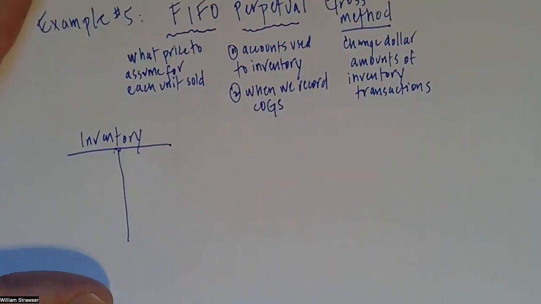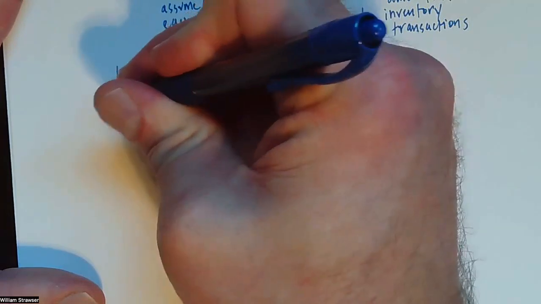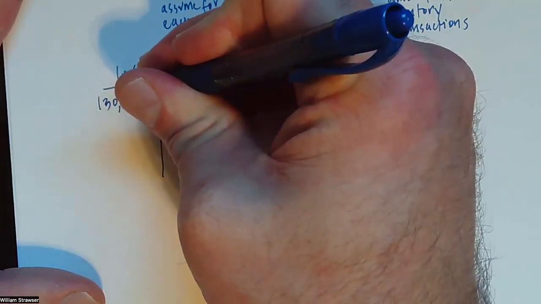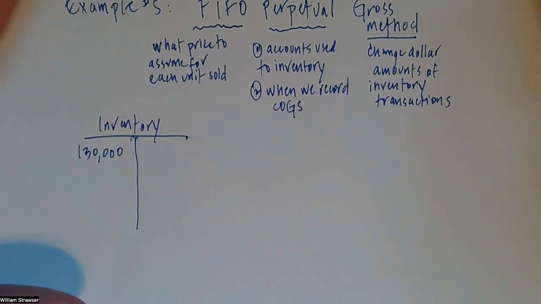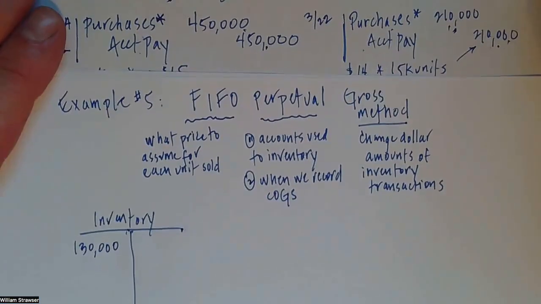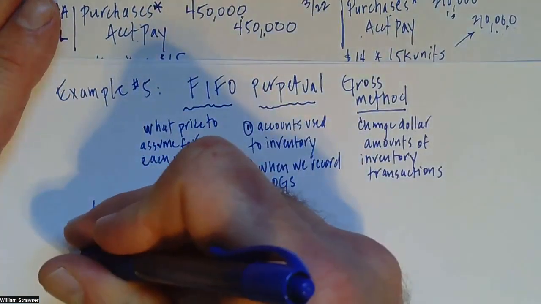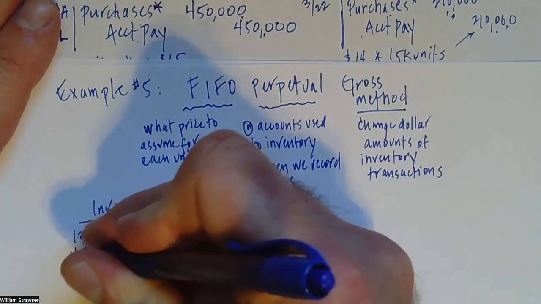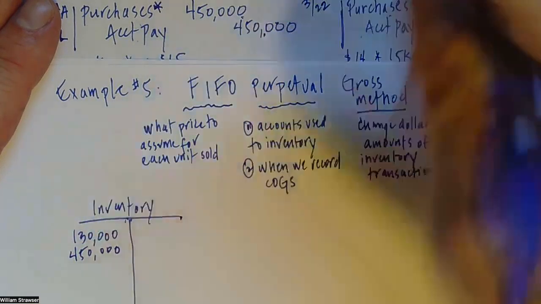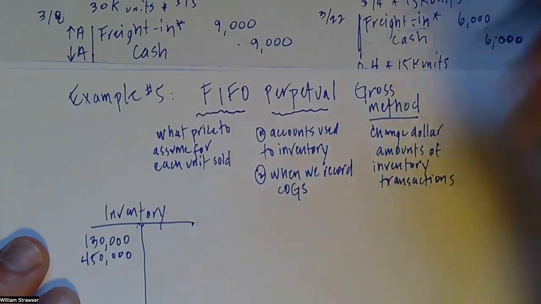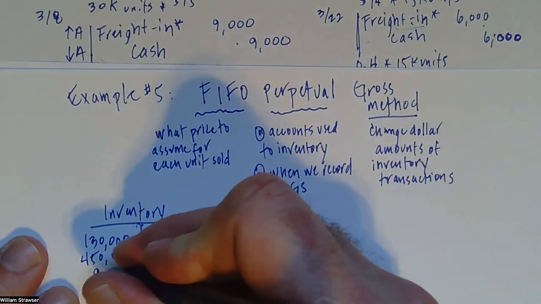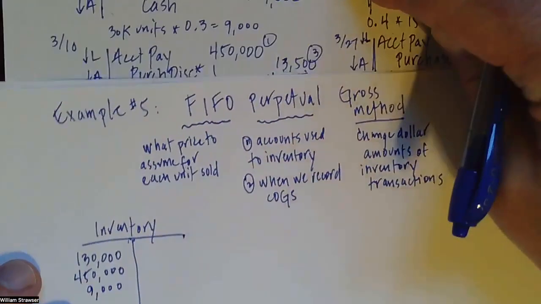It's $130,000, given by the $13 per unit items that I had in my beginning inventory, and there was 10,000 of them. So that doesn't change. Now I want to add to that the $450,000 that's recorded with purchases. And just going chronologically, I would add to this T account as well the $9,000 of freight, because that would be recorded as a debit to inventory instead of freight.